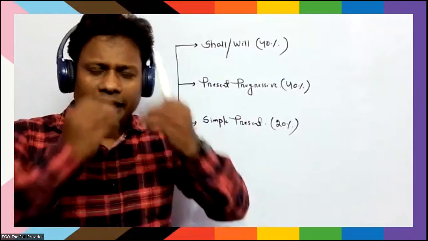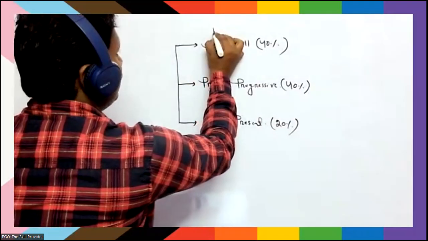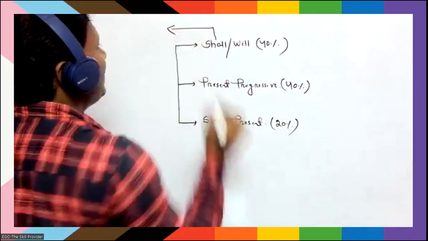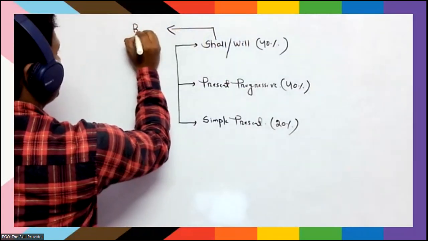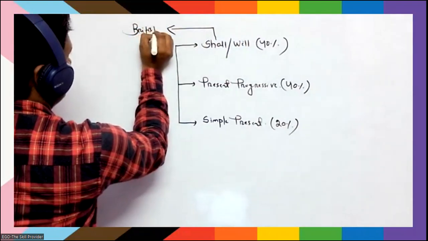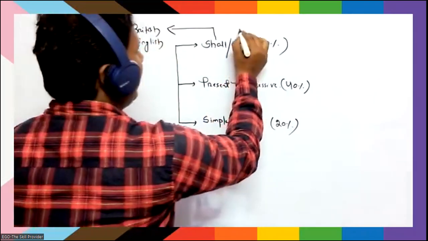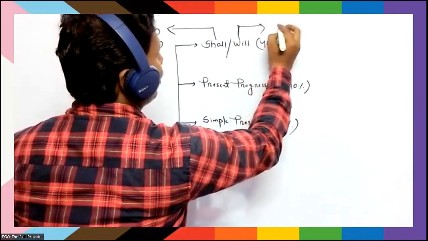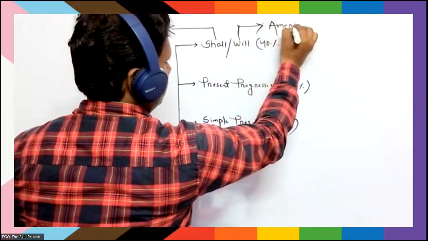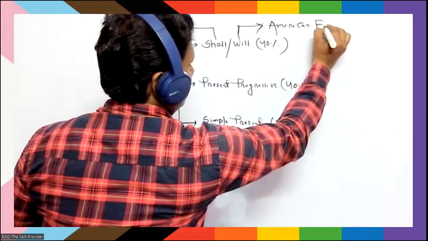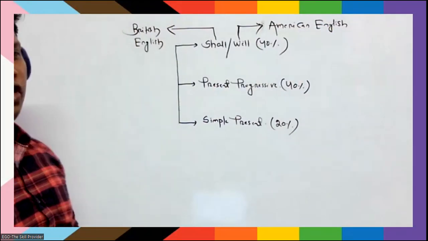My dear friends, there are two different words. Today I'm going to tell you. Shall is used for British English. It is a British English word. This is called British English. And will is called American English.